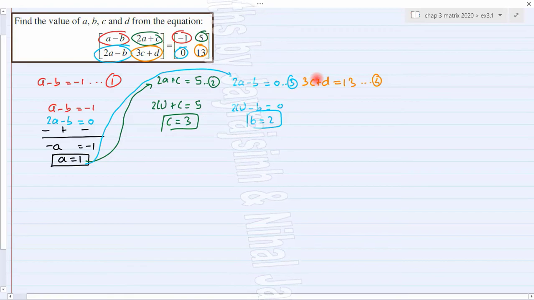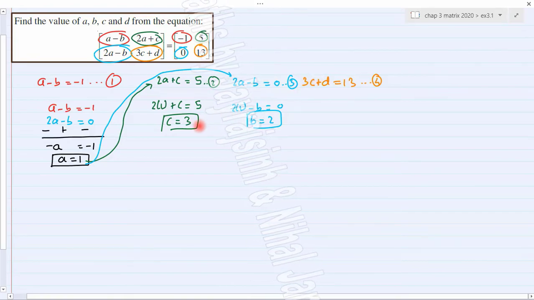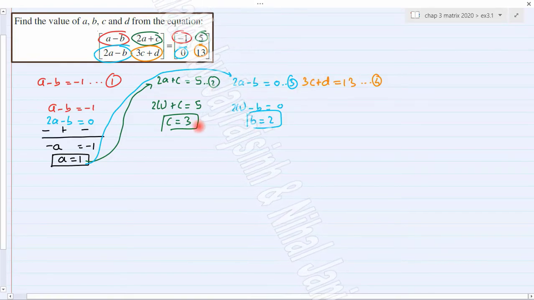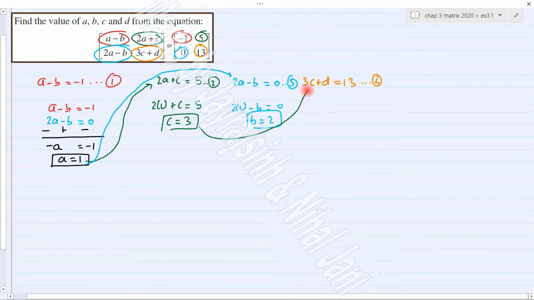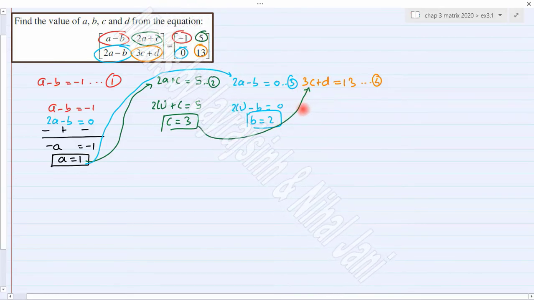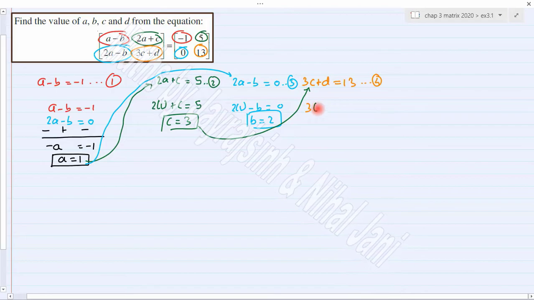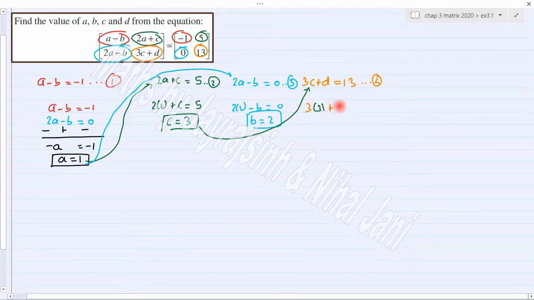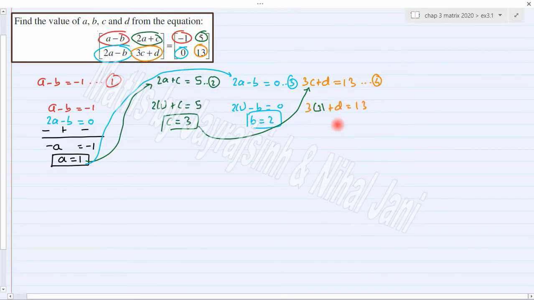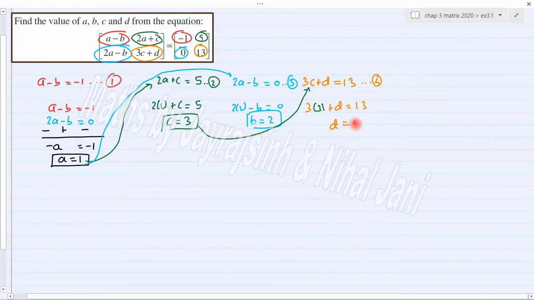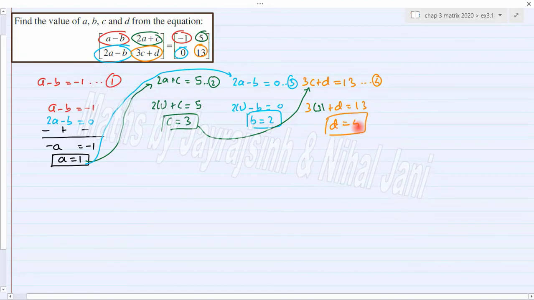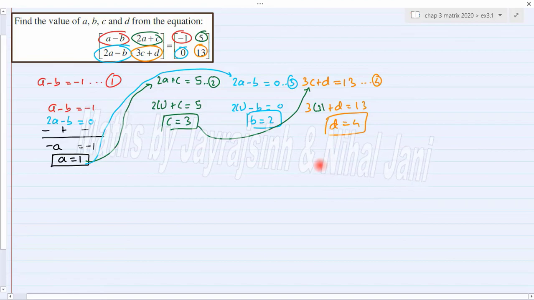In the fourth equation, we have c and d, and we already have the value of c. So substitute the value of c in the fourth equation, which will give us 3 times 3 plus d is equal to 13, so d is equal to 4. So ta-da! We get the values of a, b, c, and d.